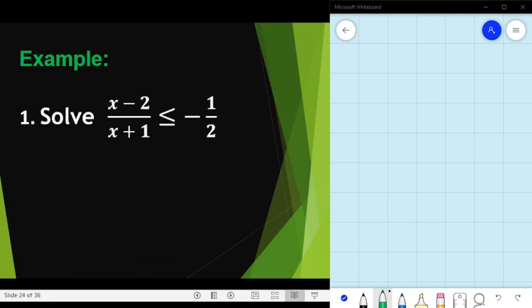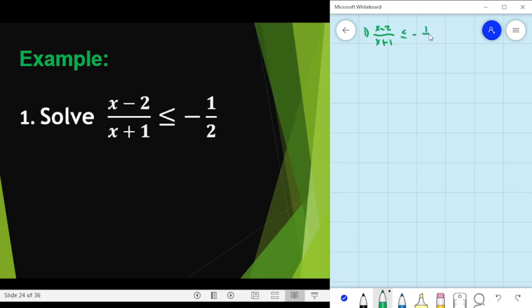Okay, so number 1. The first step is to make the right side zero. So our given is x minus 2 all over x plus 1 is less than or equal to -1/2. So we zero this side. That means we are going to add 1/2 to both sides. So it becomes x minus 2 all over x plus 1 plus 1/2 is less than or equal to 0.